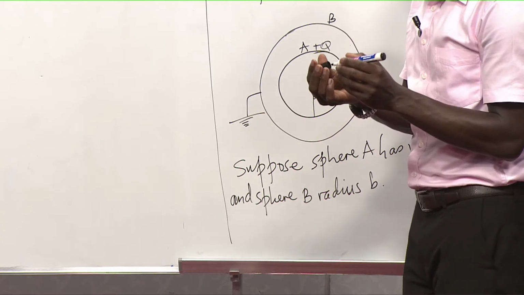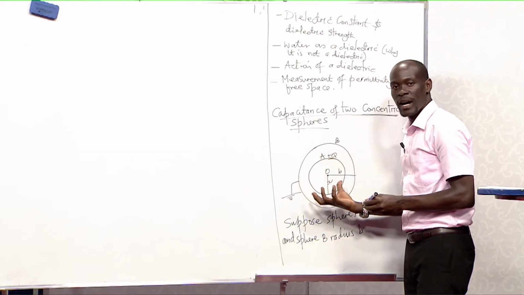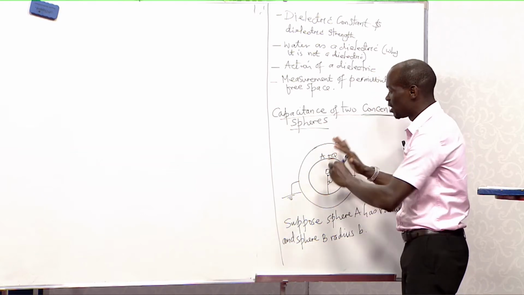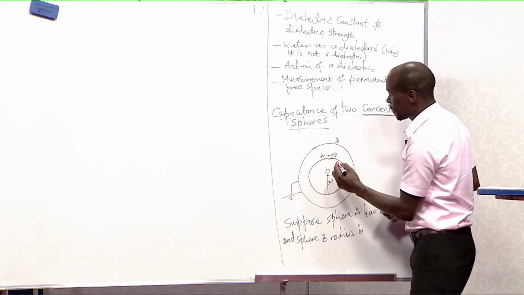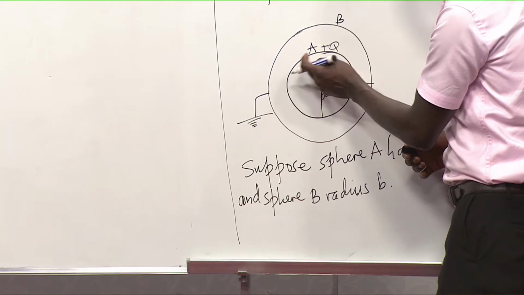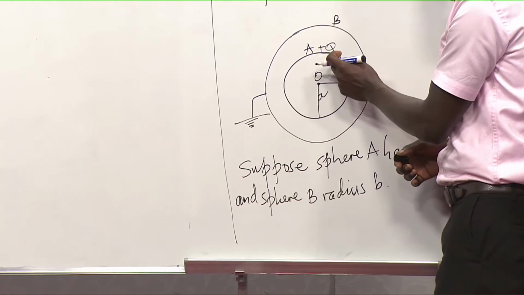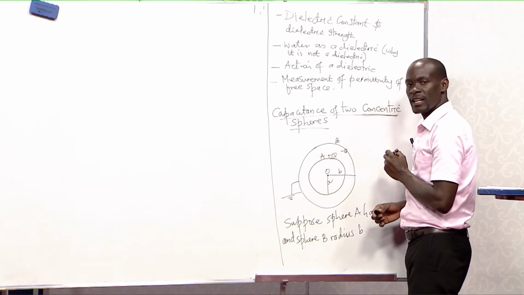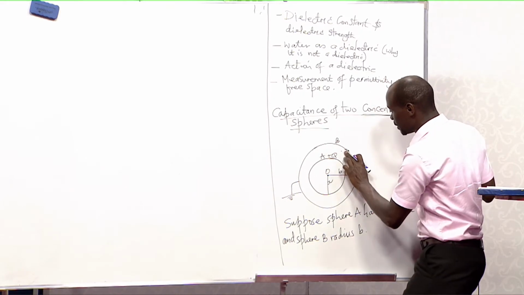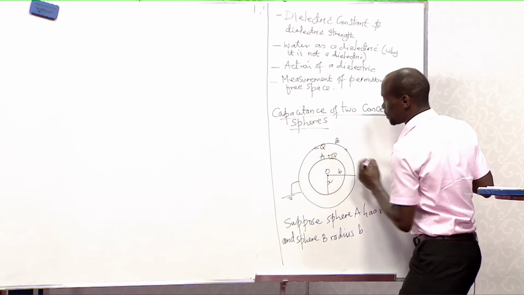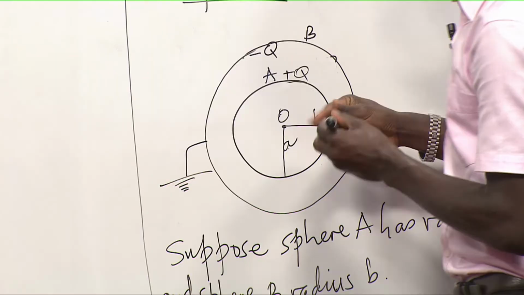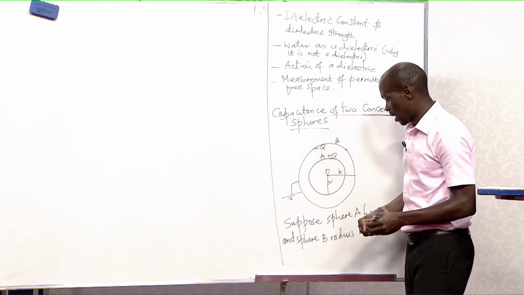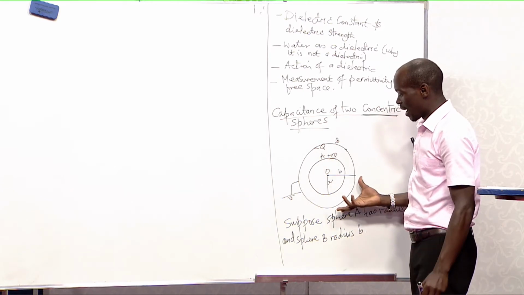by electrostatic induction, since the two are close to each other, we can imagine there is a medium between, and that medium is air. So we are imagining they are in free space. And if we give the surface of sphere A a positive charge, the inner surface of sphere B will be induced with a negative charge Q. Unequal but opposite charge. Outside we would have positive charge, but because it is earthed, we shall not have anything there. So this is what we have.